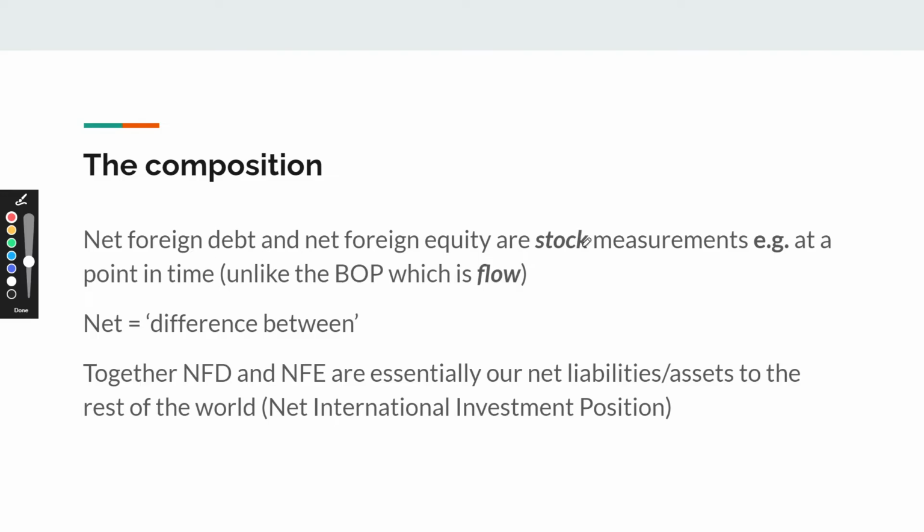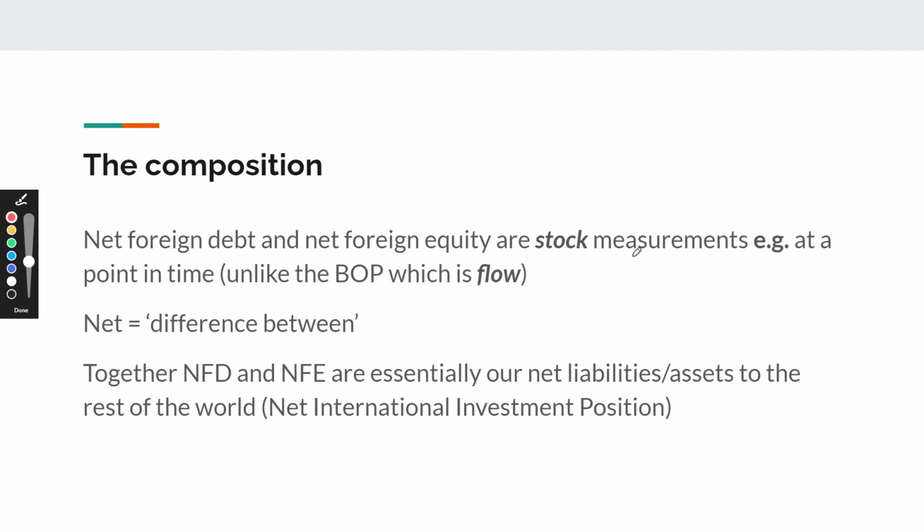The first thing is that we need to understand that when we're measuring net foreign debt and net foreign equities, they are what we call a stock measurement or a stock variable if you were talking to a macroeconomist. And what that means is that we're measuring something at a point in time. Now that's important because it's different to the balance of payments, which is what we call a flow measurement or a flow variable, and that is over a period of time. So we're measuring changes over a certain period.